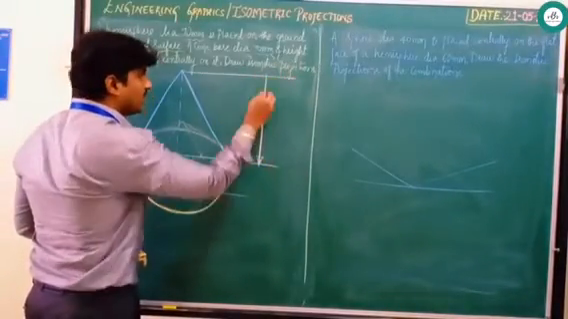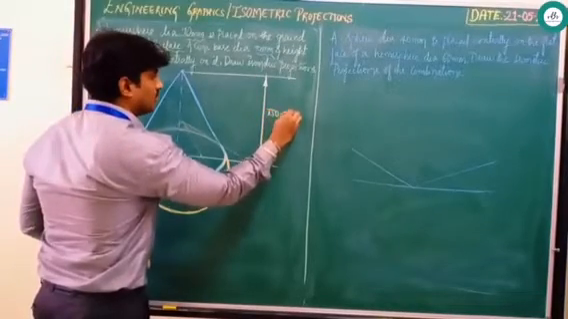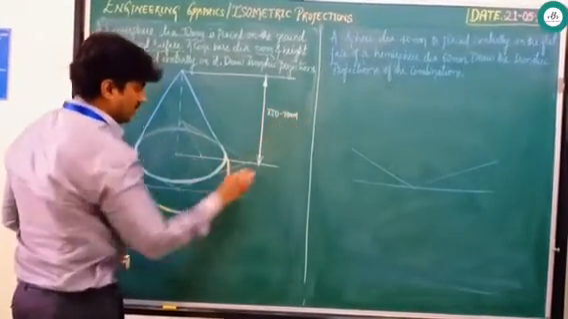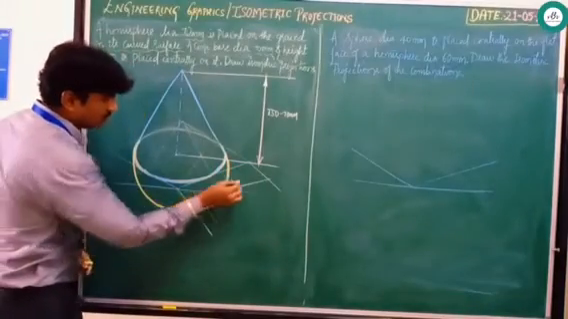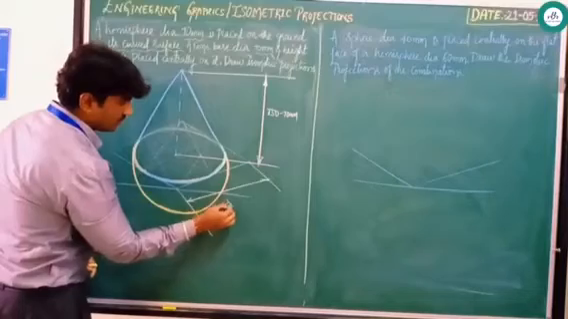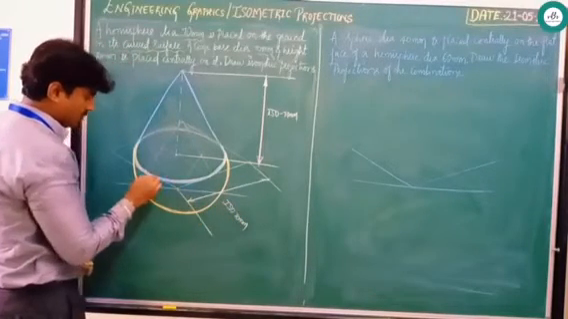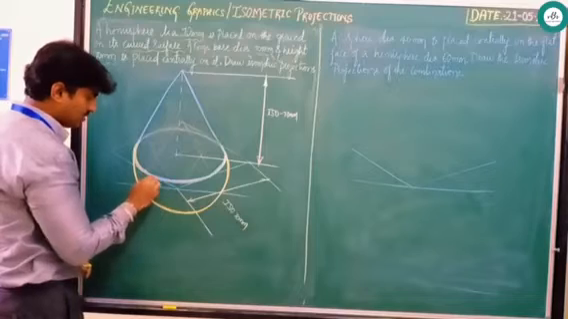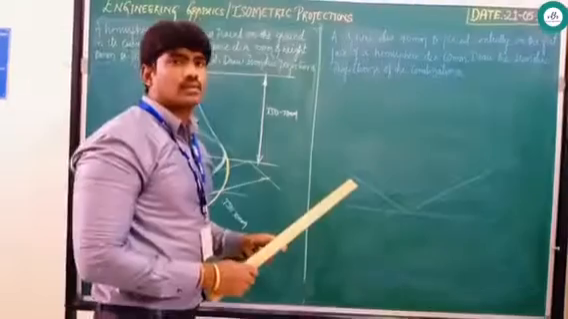This particular height is ISO 70 mm. Next, when it comes to the base part, again this is ISO 70 mm. Next, you can show these angles. This is 30 degrees and this is 30 degrees.